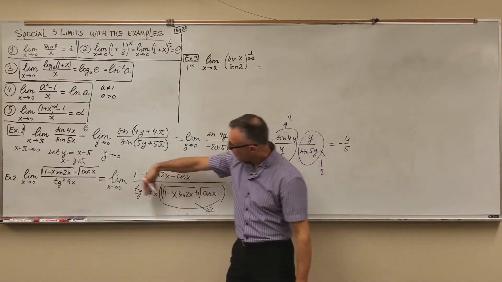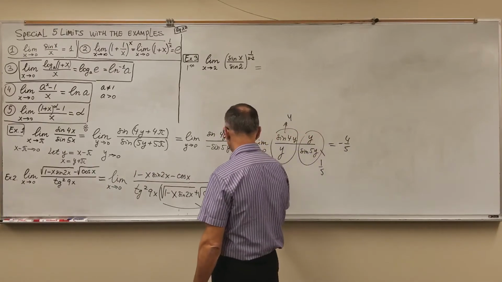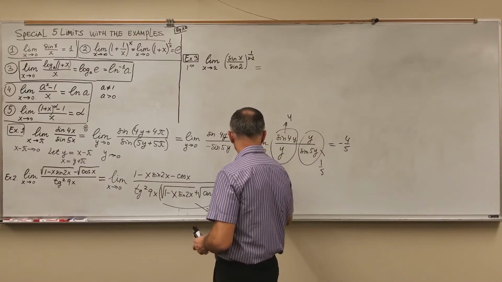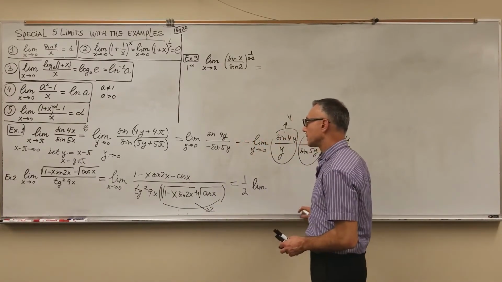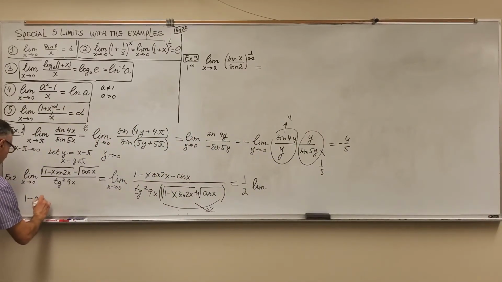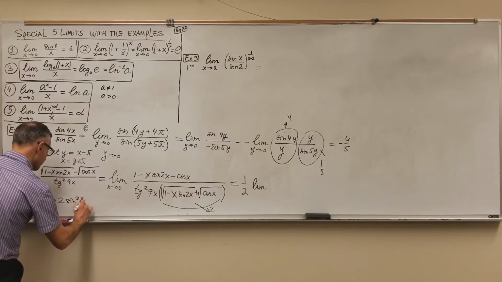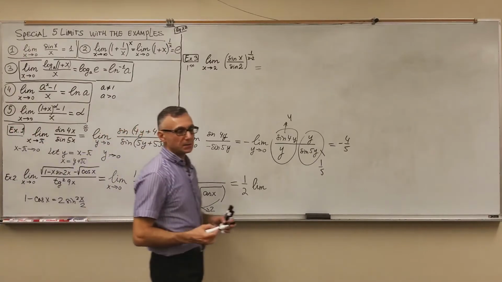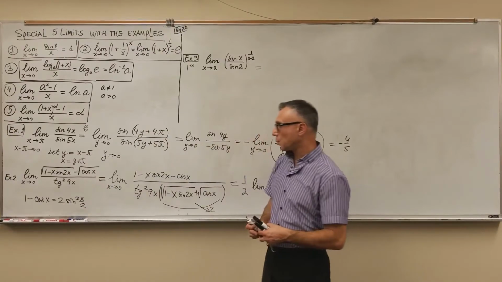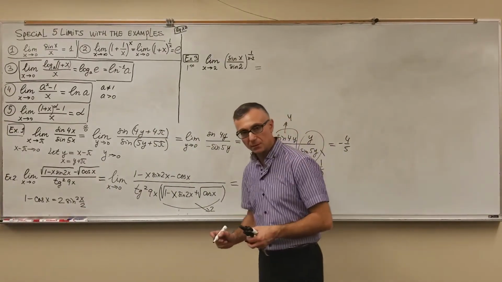And so 1/2, we can pull it up front. 1/2 is a constant in front of the limit. And it's equal to the limit. Again, 1 minus cosine x. We proved it in trigonometry. You all know it. It's a basic trig formula. 1 minus cosine x is equal to 2 sine squared x over 2. You all remember that formula.